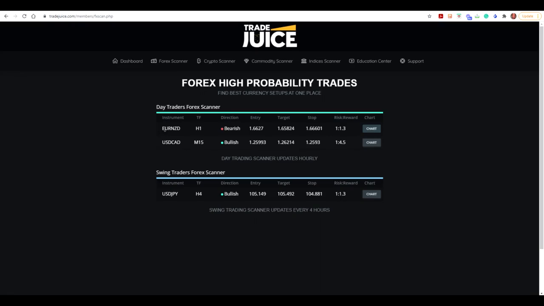Hello everyone, and I'm on the Tradejuice platform. I see that there is a setup occurring right now on the New Zealand dollar, 1 hour, bearish. I've got my entry, target, stop, my risk to reward set.